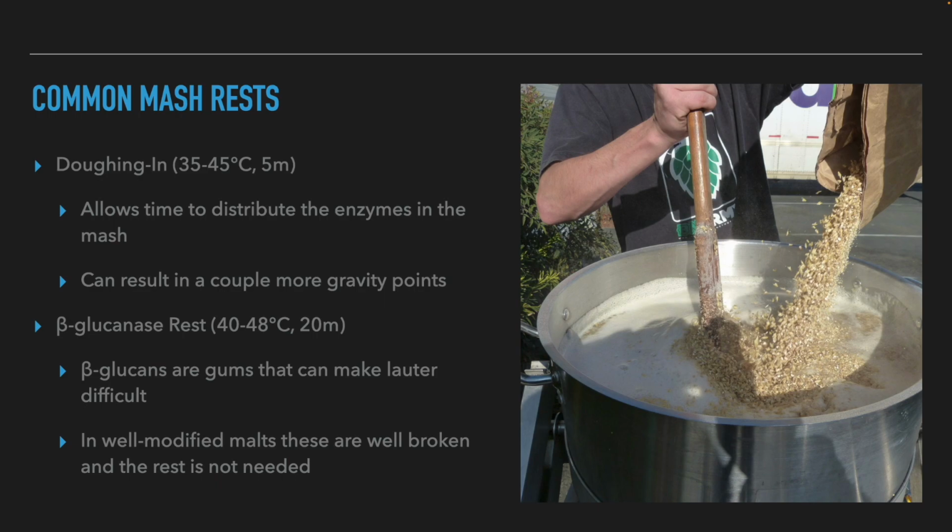The next rest is the beta-glucanase rest. This rest happens at 40 to 48 degrees Celsius for up to 20 minutes. Beta-glucans are gums that can make the lautering very difficult. But with today's well-modified malts, beta-glucans are broken down in the malting process, making this rest unnecessary.